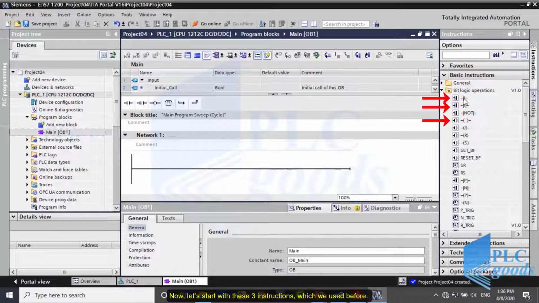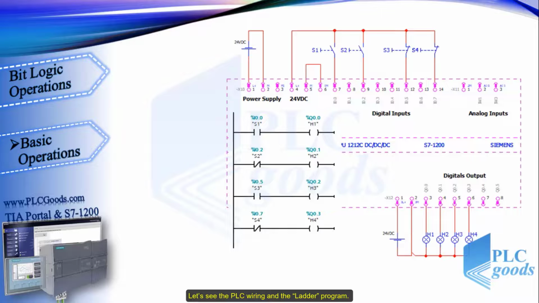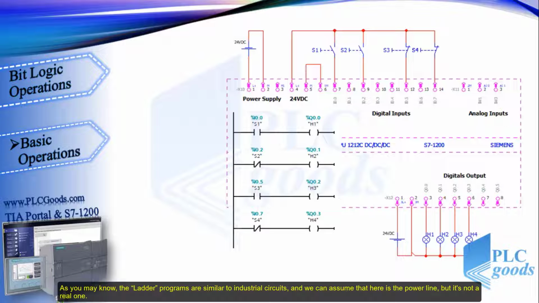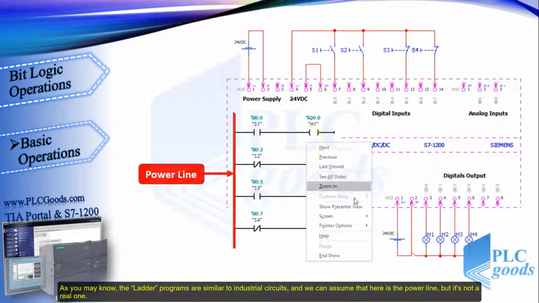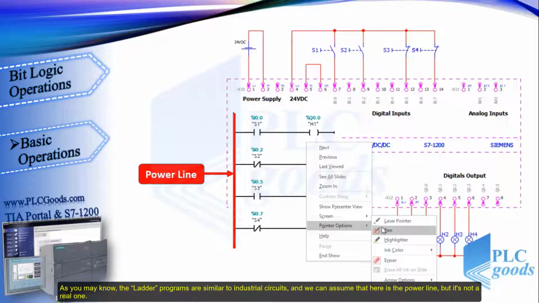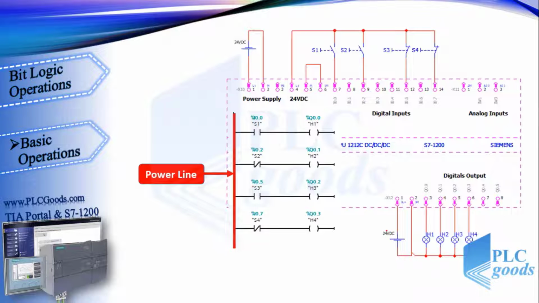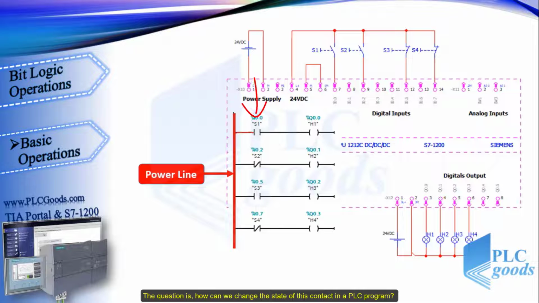Now let's start with these three instructions which we used before. Let's see the PLC wiring and the ladder program. As you may know, ladder programs are similar to industrial circuits, and we can assume that here is the power line, but it's not a real one. Now see the first line. The power can reach here. The question is, how can we change the state of this contact in a PLC program?